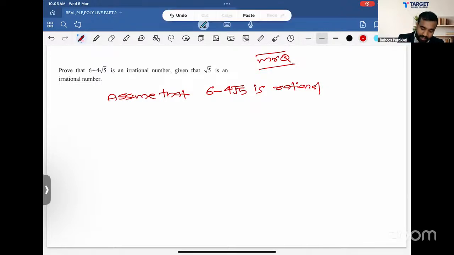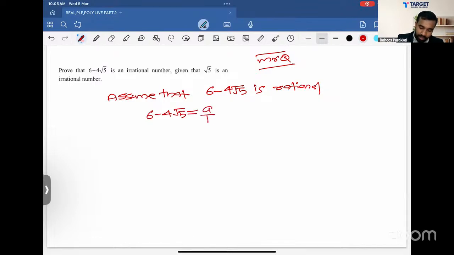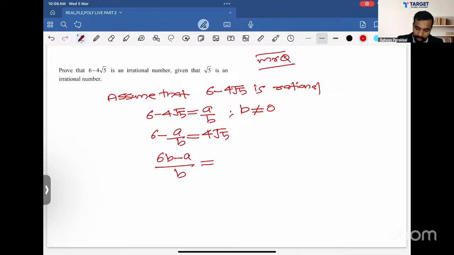Any rational number can be written in the form a by b, where b is not equal to 0. So 6 minus 4 root 5 equals a by b. By rearranging, I can write 6 minus a by b is equal to 4 root 5. Cross multiplying, 6b minus a divided by b is equal to 4 root 5. Take the 4 across, so 6b minus a by 4b is equal to root 5.